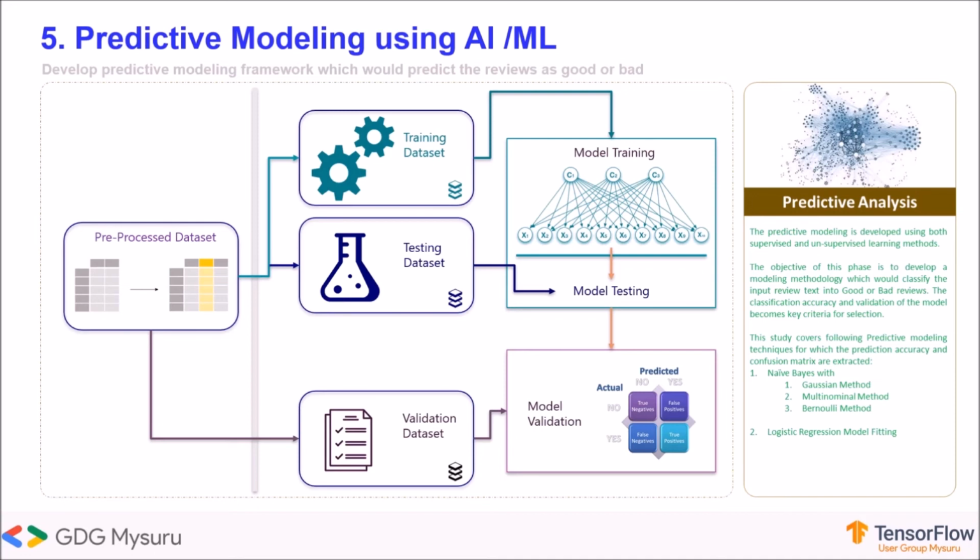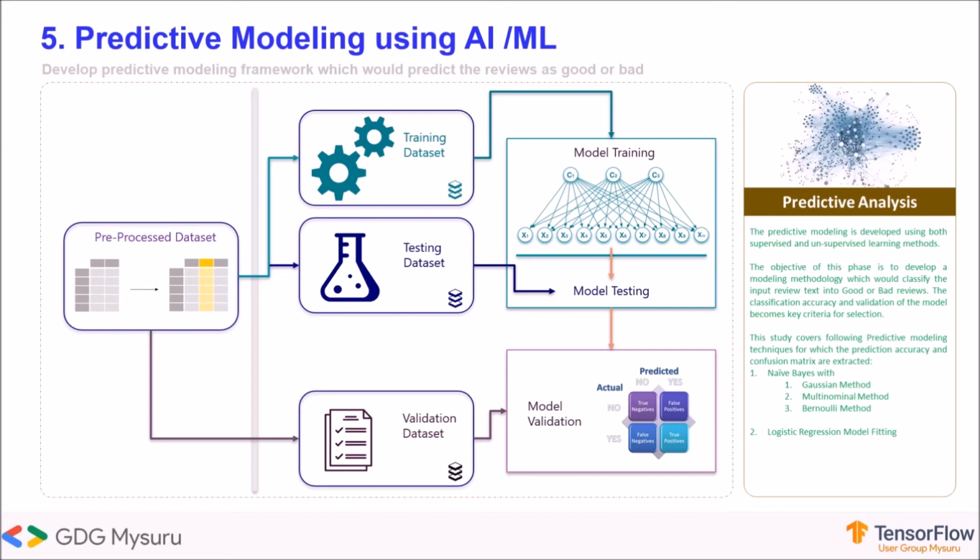However, this can also be done using the ratings numbers. So in that sense, it is, I'd say, an independent stage where one can use the rating scores to have the predictive modeling done. Now, the objective of this phase is to develop a modeling methodology that classifies new input review text into good or bad reviews. In this example, we have considered the scores given for the reviews, with 1 as a good review and 0 as a bad review. When I say bad, it's the negative reviews. And the classification accuracy and validation of the model become the key criteria to select the model, which we'll see.